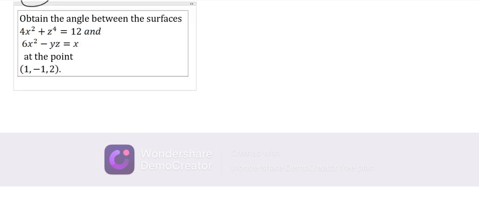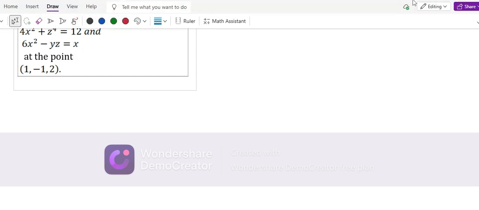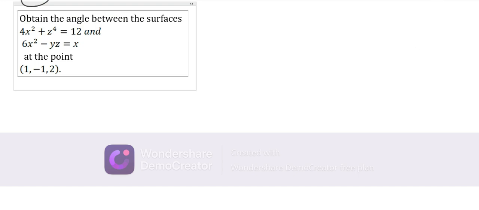In this question we need to find the angle between the two surfaces. One surface is 4x square plus z power 4, and another surface is 6x square minus yz minus x. So we need to consider the functions of x, y, z here. So this is one surface.